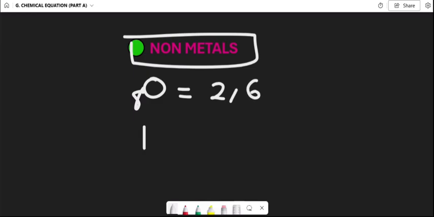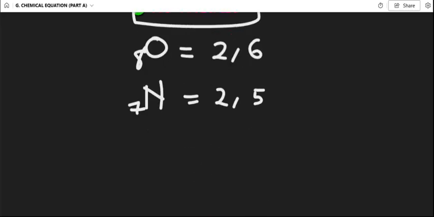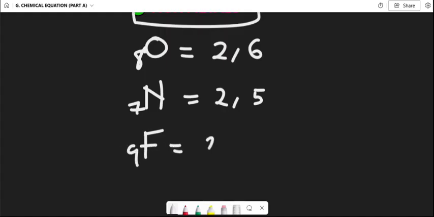Okay, let's consider nitrogen. Nitrogen's atomic number is 7. Writing it on the shell, that's 2,5. Let's consider fluorine. Fluorine is number 9. Writing it on the shell is 2,7. So where is the valence electron? The valence electron is at the outermost shell, because this is the K shell and this is the L shell.